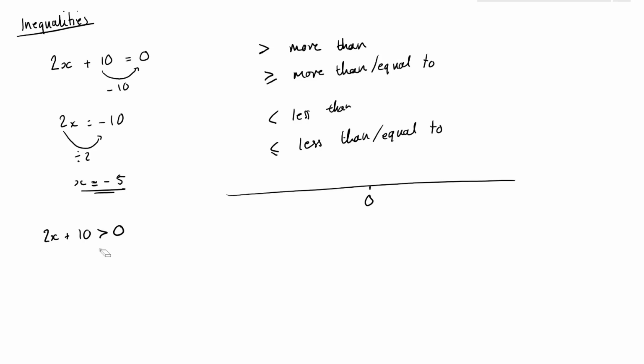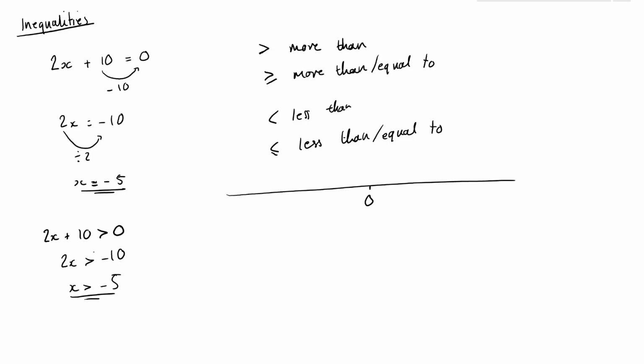To solve this, we'd do the same thing, minus the 10 across, because these inequality symbols work exactly the same. Minus the 10 across, we'd get 2x has to be greater than minus 10, and then divide by 2, so x has to be greater than minus 5, which is exactly what we got to begin with. We've now just got a different symbol in the way. And so we can treat all equations exactly the same.